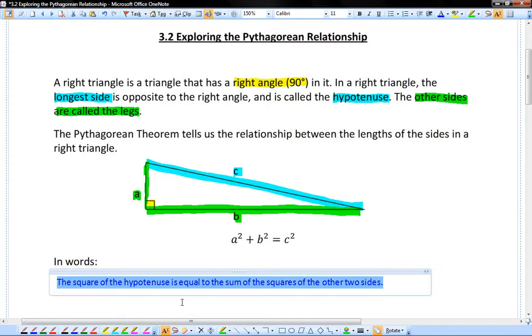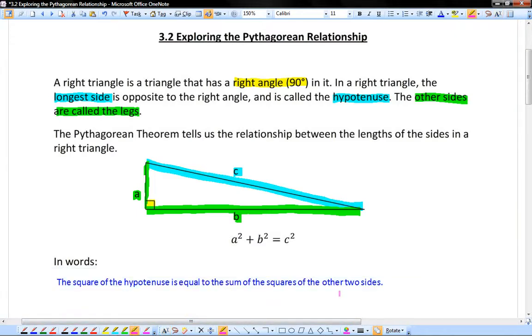Let me just do a little bit more highlighting here to really explain this. When we're talking about the square of the hypotenuse, again, the hypotenuse is what we've labeled as C. The square of the hypotenuse in the Pythagorean relationship, that's C squared. And it is equal to, so when we're saying is equal to, there's your equal sign. The sum of the squares of the other two sides, that is your a squared plus b squared. Okay? So it's the sum of the squares of the legs of the triangle.